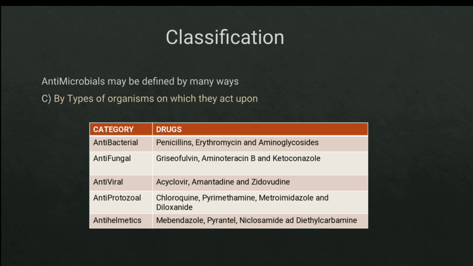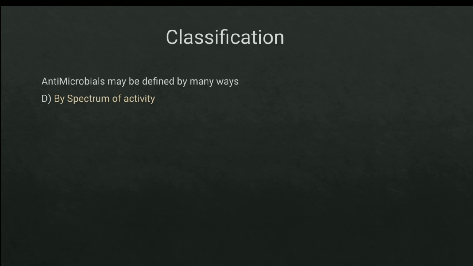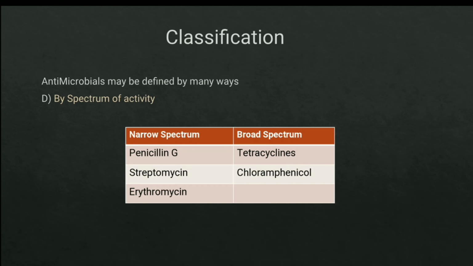You don't have to learn it all, but just go through all the six tables, so that you have an idea which drug belongs to which class. So from the GPAT point of view, you just have to go through the tables. Okay, so after the type of organisms, we have the spectrum of activity.